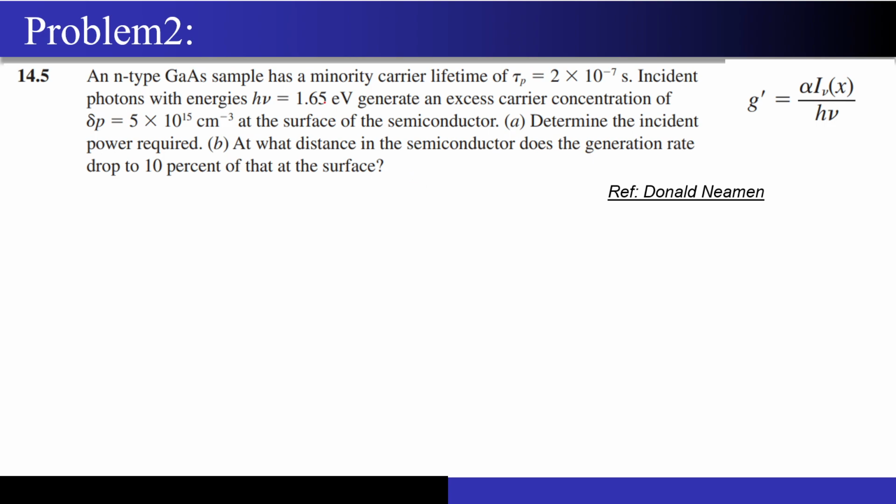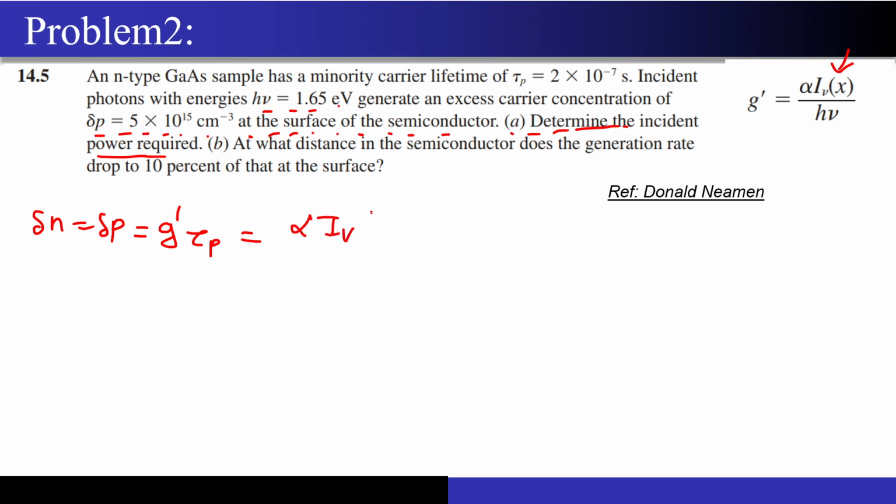An n-type gallium arsenide sample has a minority carrier lifetime of 2 × 10^-7 second. Incident photons with the energy 1.65 electron volt generate an excess carrier concentration of 5 × 10^15 per centimeter cube at the surface of the semiconductor. The first question they are asking is, determine the incident power required, Iv(x). So what they have done is delta N equal to delta P is equal to G dash into tau P.